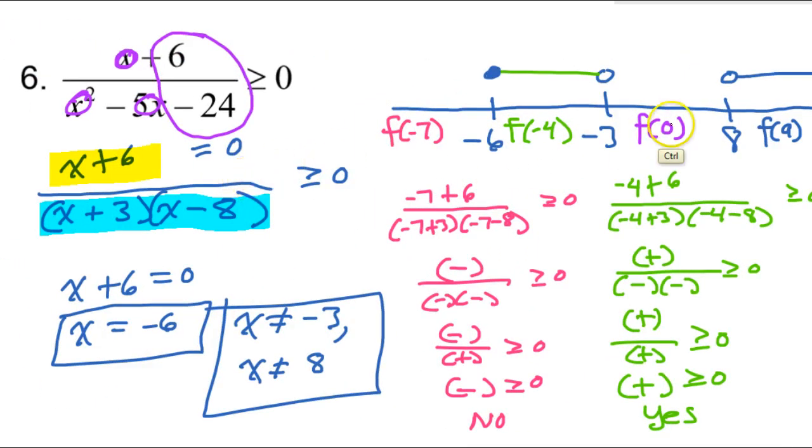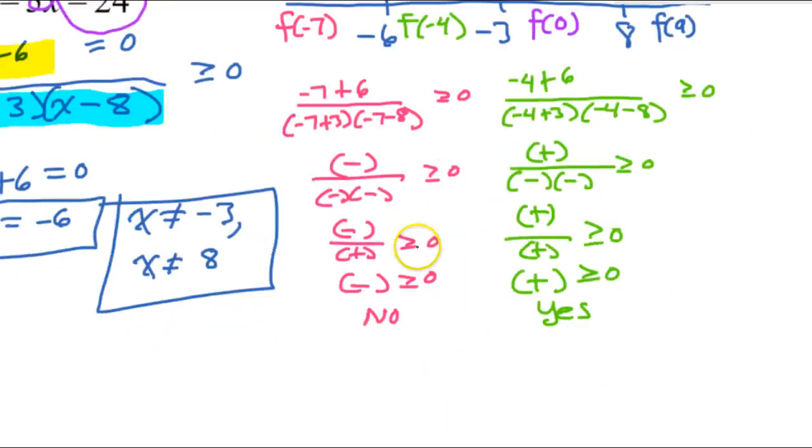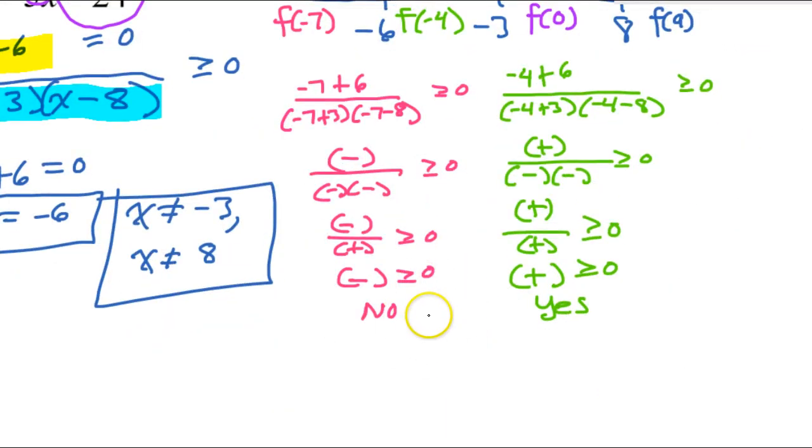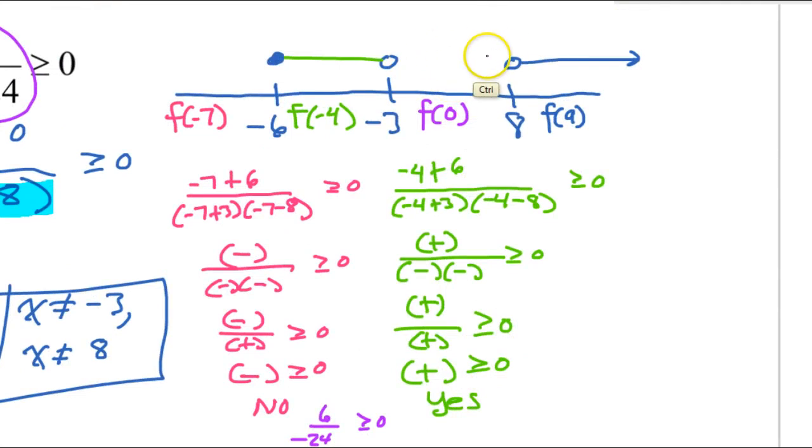Now, if I substitute in 0, that's going to wipe out these x's. And that's just going to leave me with 6 over negative 24. So I'm going to squeeze that in right here. 6 over negative 24. Is that greater than or equal to 0? No, that's negative 1/4. So that is not greater than or equal to 0. So there will be no solutions in this interval right here.